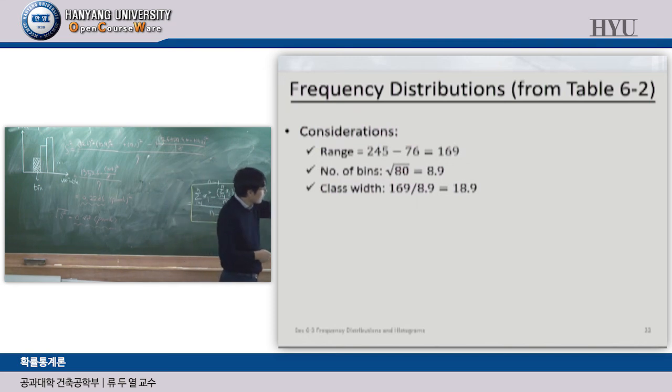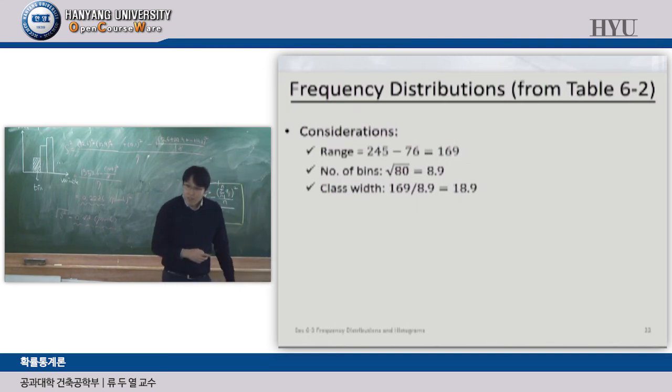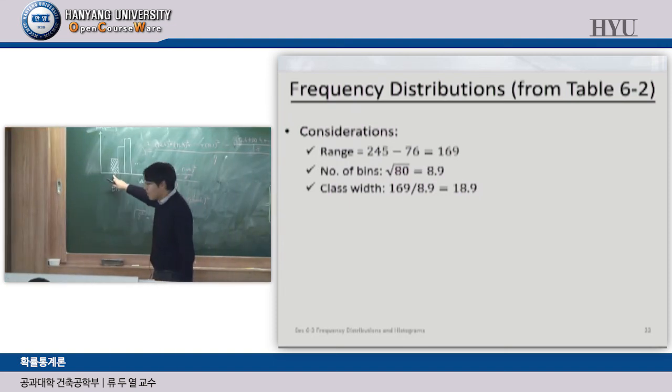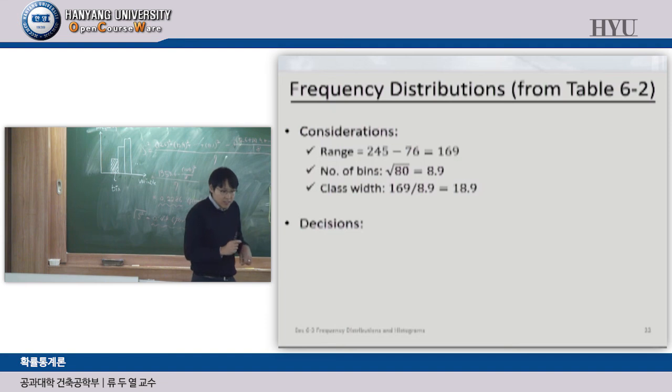And the class width. The width of each bin should be the range divided by the number of bins, right? So that is 169 over 8.9, which is equal to 18.9. So from this consideration, we have to make decisions on how we can display the data.